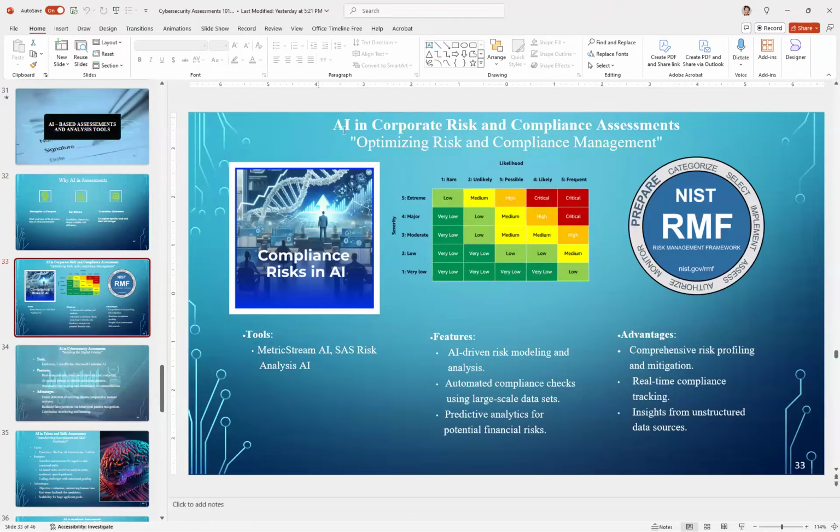So AI in corporate risk and compliance assessments is optimizing risk and compliance management. The tools that are used are MetricStream AI and SAS Risk and Analysis AI. Some of the features are AI-driven risk modeling and analysis, automated compliance checks using a tremendous amount of large-scale data sets, and predictive analysis for potential financial risks. The advantages are comprehensive risk profiling and mitigation, real-time compliance tracking, and insights from unstructured data sources.